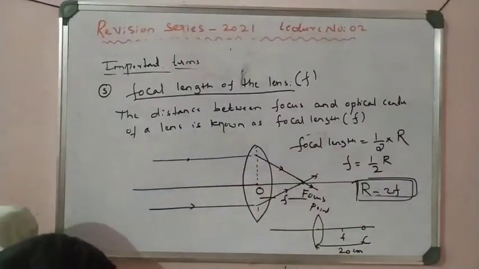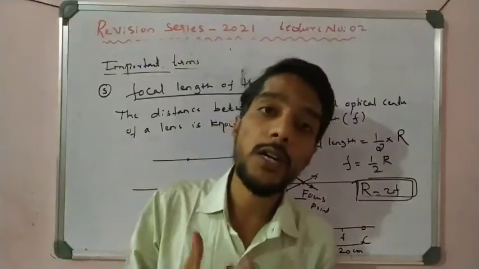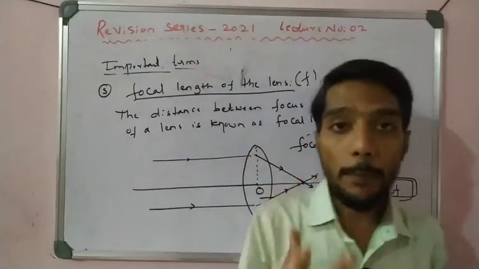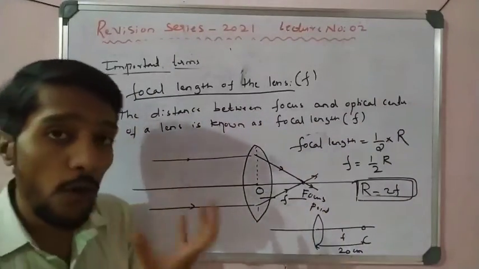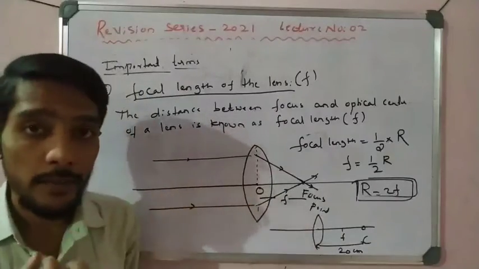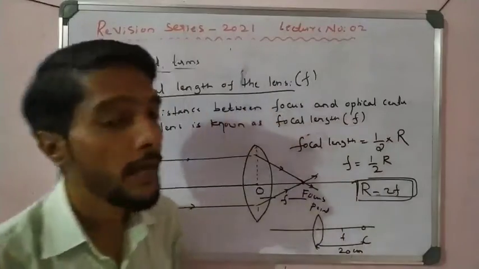So, students, these are the important points you have to learn today, the important terms: optical center, aperture, then focal length, focus point, then radius of curvature, center of curvature. These are very important terms you have to remember here.